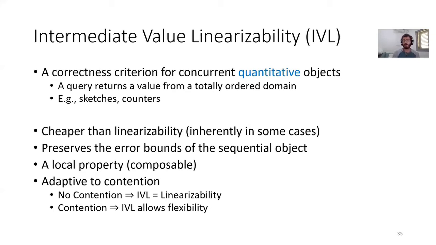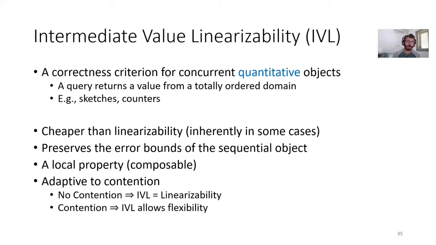It will also prove our main theorem, in that it preserves the error bounds of a sequential object, which is why we wanted to define IVL in the first place. And we also prove that it's a local property, so it's composable. So we can think of every object by itself instead of thinking of the whole system at once.